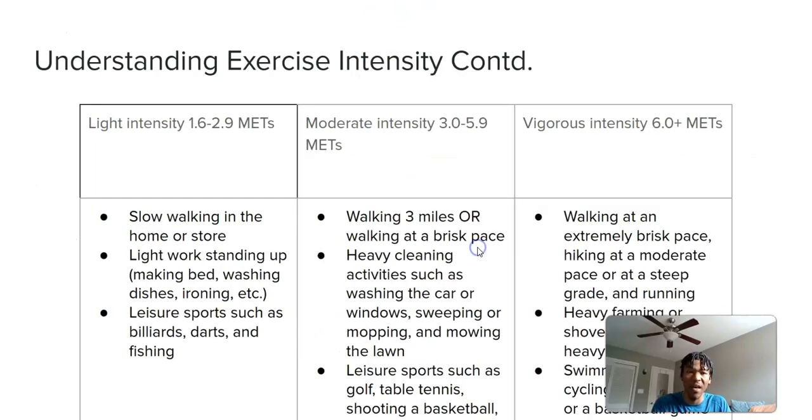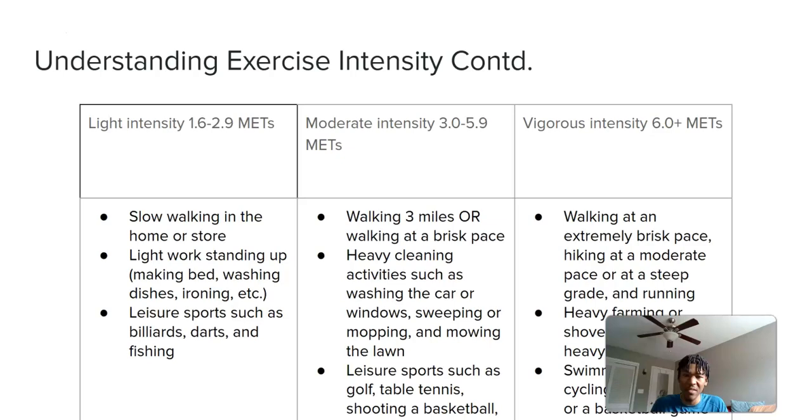As we move on to the next slide, at the top of this table, I have light intensity, moderate intensity, and vigorous intensity, with the METs listed afterward. Underneath, we have some activities that would qualify for each of these categories to make it a little more practical to understand. For light intensity, we have walking slowly, such as around your house or in the store, light work and household chores that you can perform standing up, such as making your bed, washing the dishes, ironing, etc., and leisure sports such as billiards, darts, and fishing. They're all going to keep you active, but they're not exactly strenuous.